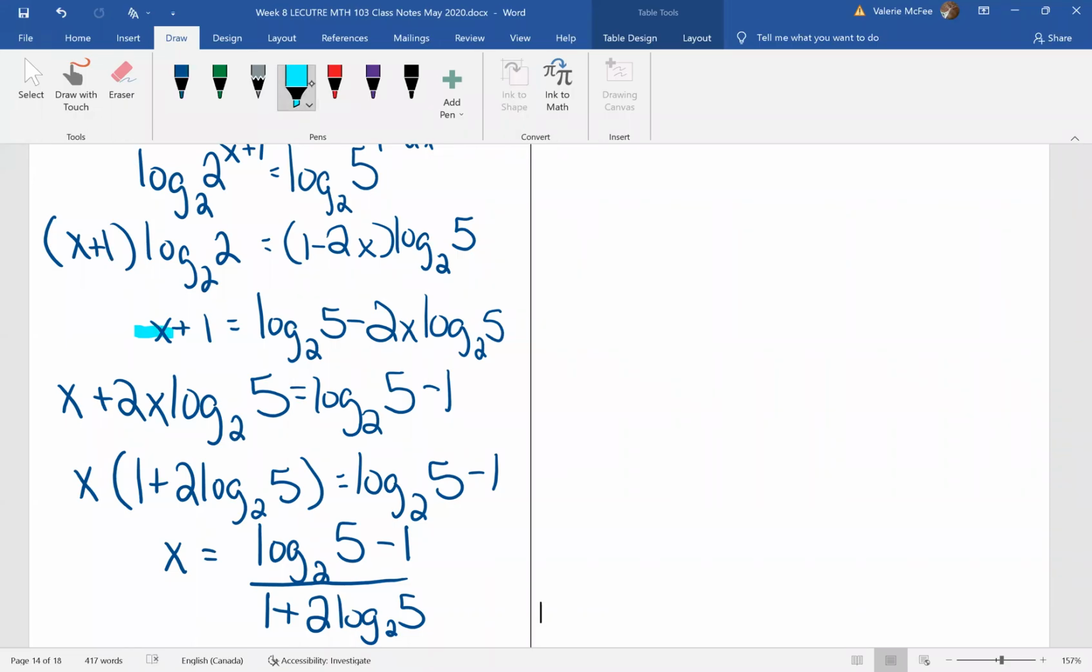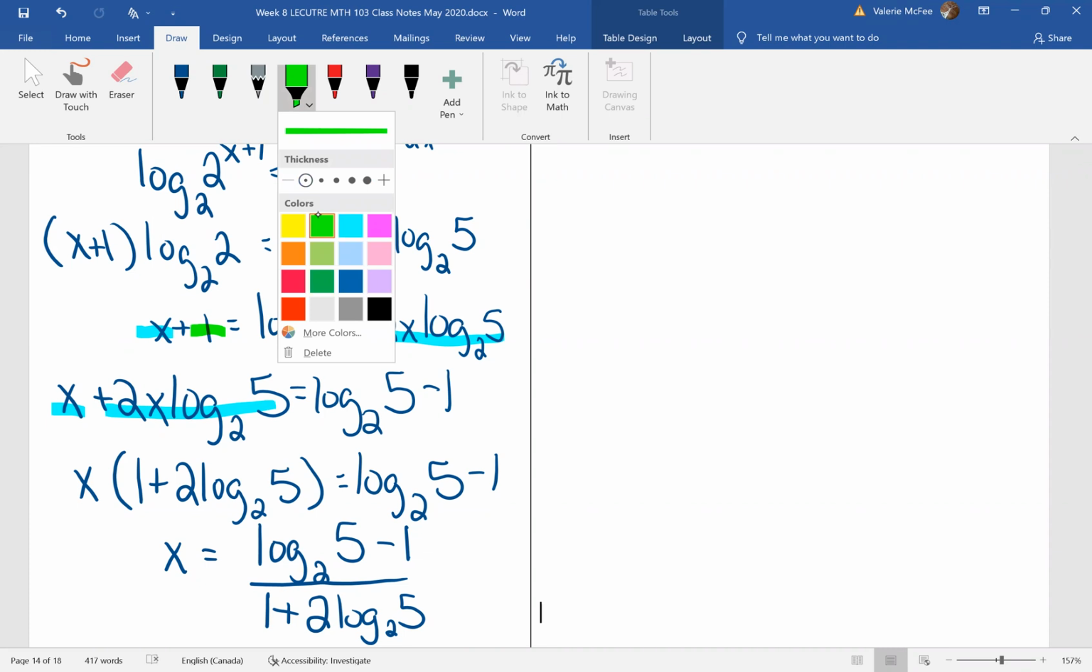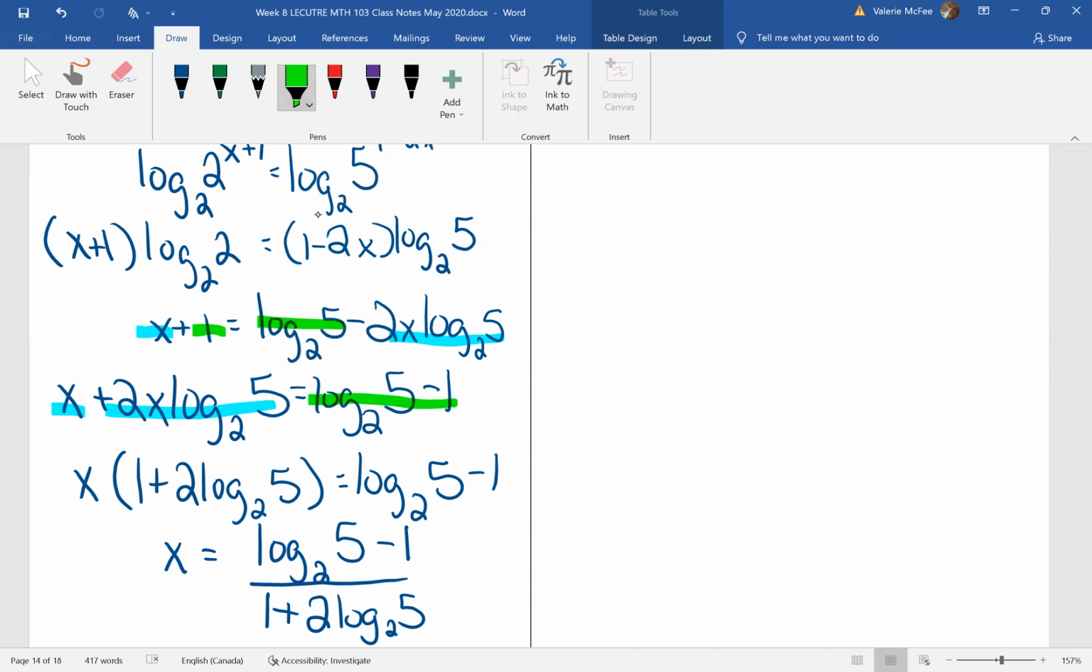So we took both of our terms with x, moved them to the same side of the equal sign. Both of our terms without x on the other side of the equal sign. Factored out our common x and divided. Your final answer should look like this.